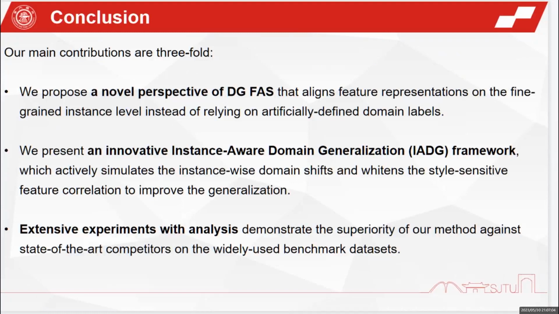Firstly, we propose a novel perspective of DG-based FAS that aligns feature representations on the fine-grained instance level instead of relying on the artificially defined domain labels. Next, we present an innovative instance-aware domain generalization (IADG) framework, which actively simulates the instance-wise domain shifts and weakens the style-sensitive feature correlation to improve the generalization. Finally, extensive experiments with analysis demonstrate the superiority of our proposed method against the state-of-the-art competitors on the widely used benchmark datasets.